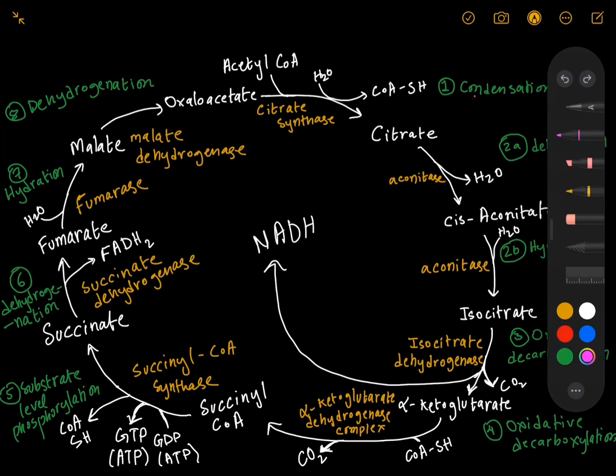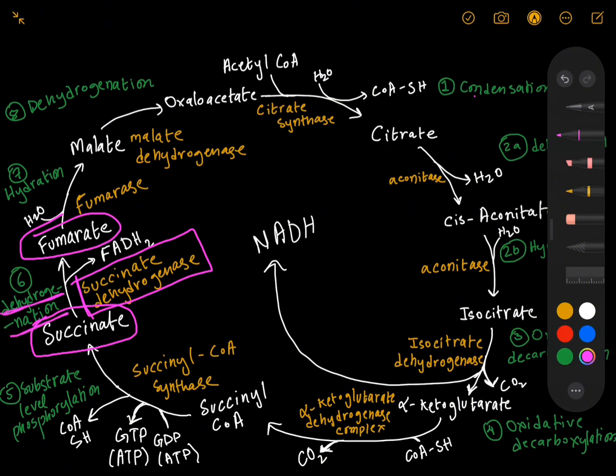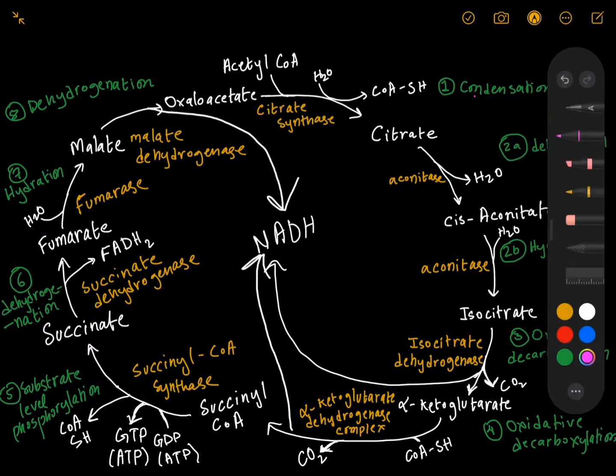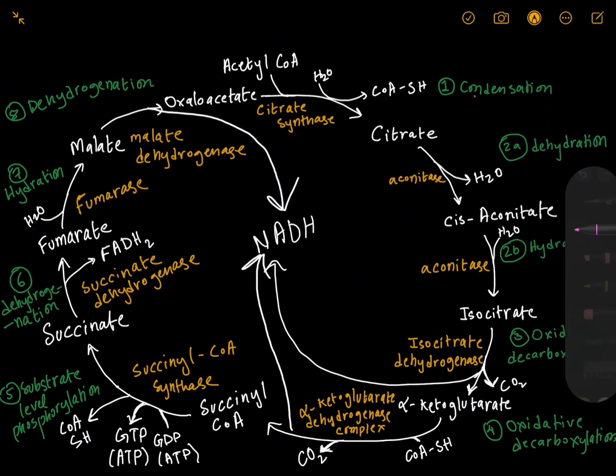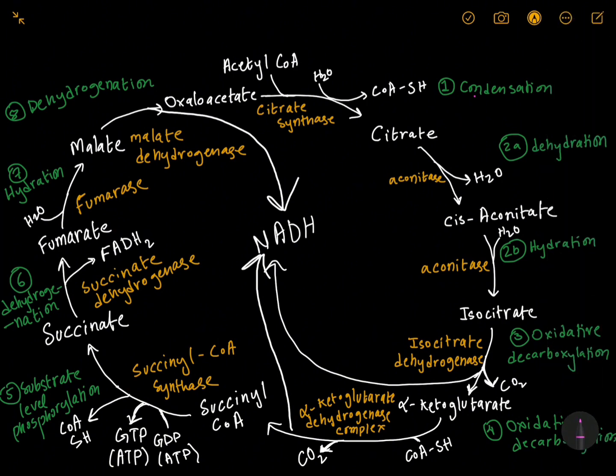Part 6 involves the conversion of succinate into fumarate, catalyzed by the enzyme succinate dehydrogenase. So, as you can guess from the name of the enzyme, this is a dehydrogenation reaction. So, you will get one molecule of FADH2. And I forgot to mention that you also get NADH from step 3, step 4 as well.